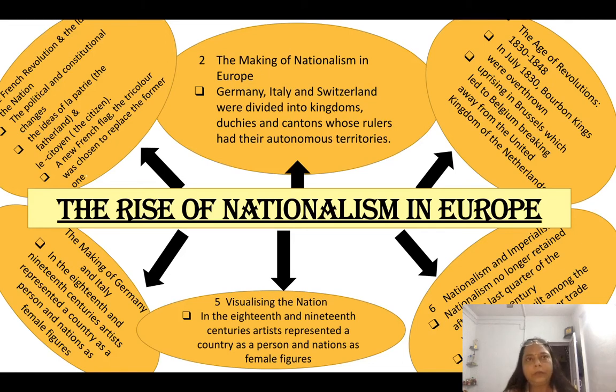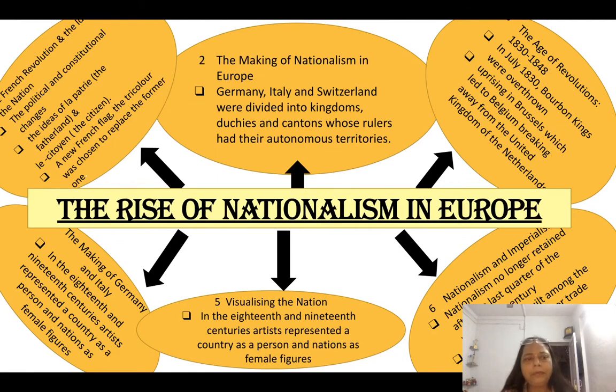Then with the nationalism there were also liberals, those who wanted to keep the kings and the kingdoms with the emergence of new forms of governments. But revolutionaries never wanted those governments. They wanted a total change. So this was a clash between the revolutionaries and the liberals.